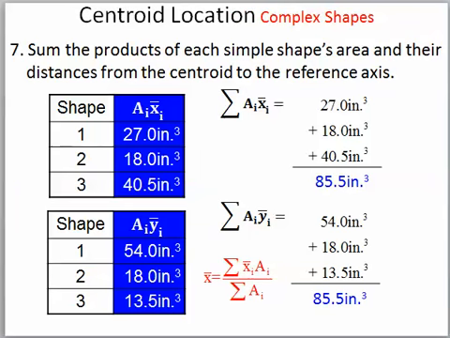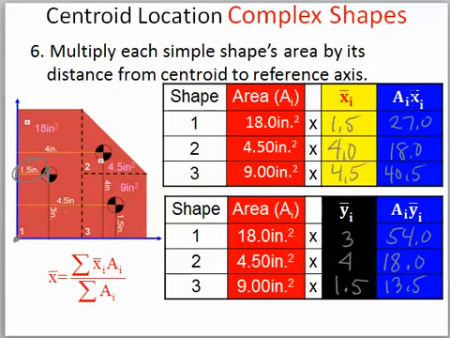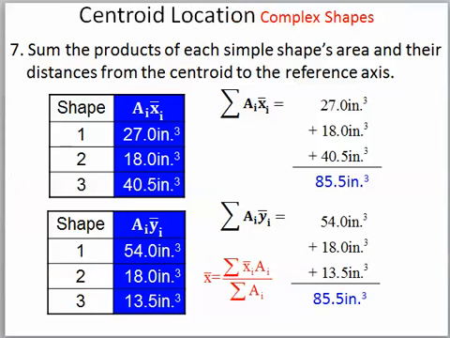Well, next part of this. Sum the products of each simple shape's area and their distances from the centroid to the reference axis. So what they're telling us to do here is take that very far right column, this column right here, and sum all those numbers, and that's how we get here. That's what we call the sum of AiXi, and that's the top part of our equation.